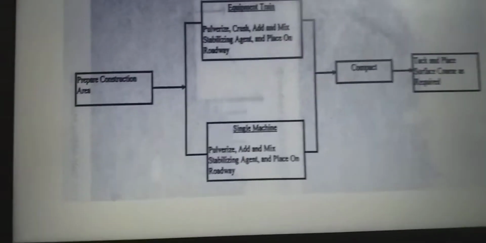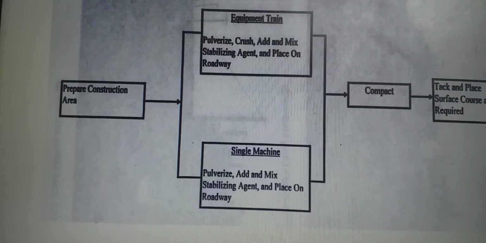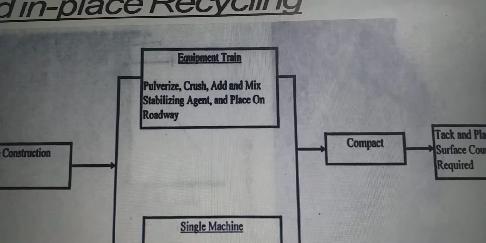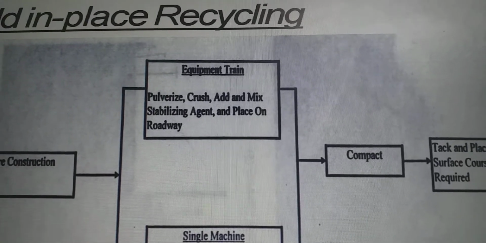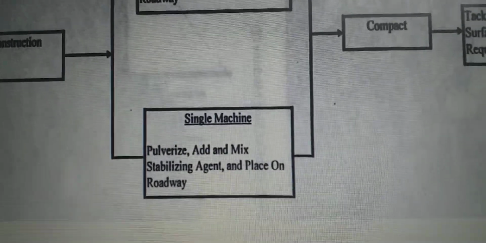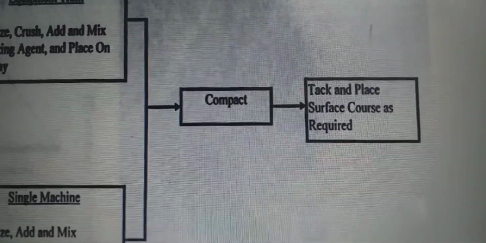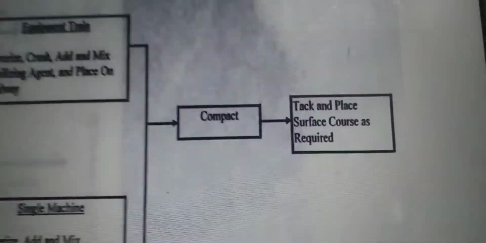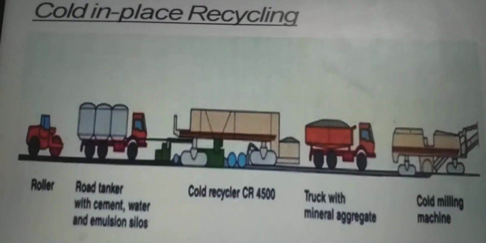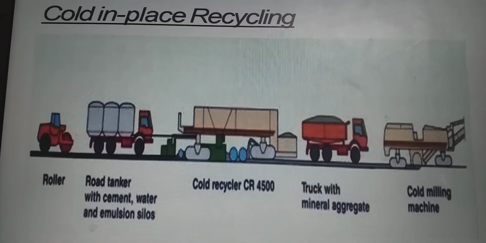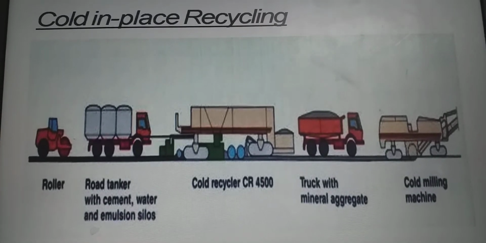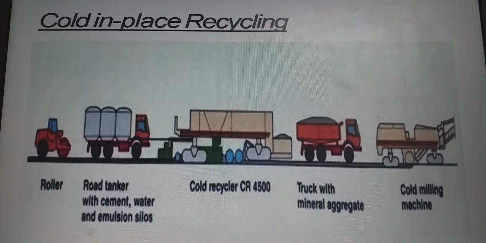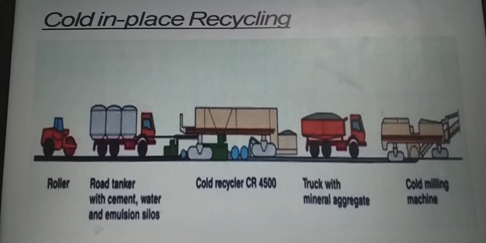If we can see, prepare the construction area, then the equipment train: pulverize, crush, add and mix stabilizing agent and place on the roadway. Then compact, place the tack coat and place the surface course as required. See, this is the schematic representation of cold in place recycling. Means whatever recycling process we have done, after that we can place it on the road surface.